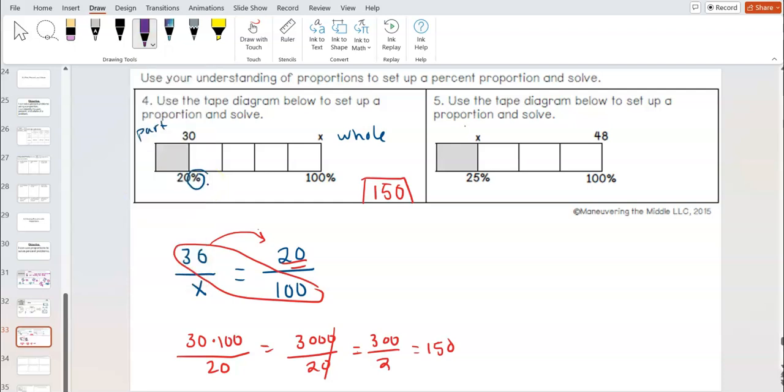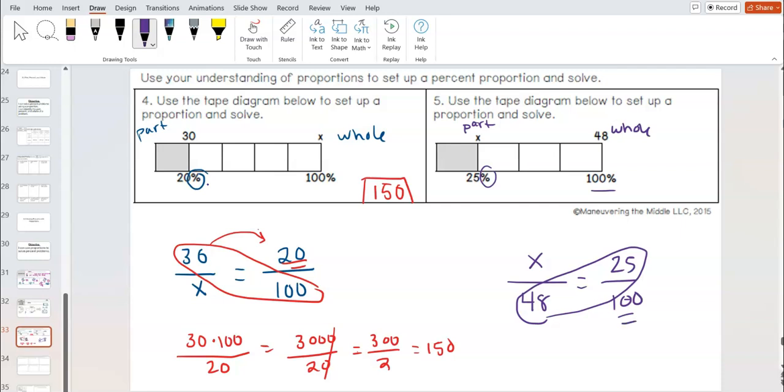Okay, over here, again, this is our part, this is our whole, and then we've got our percent and our 100, setting up a proportion to solve. 48, 25, and 100. So again, because 48 doesn't go into 100 quite evenly, it's not easily done in my head, I'm going to multiply and then divide.